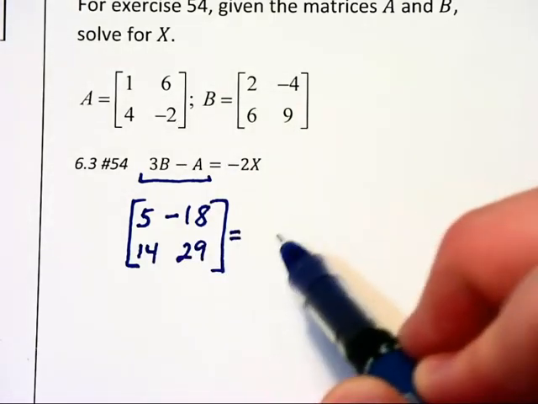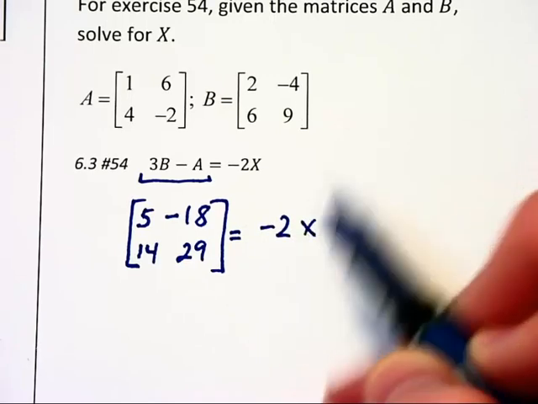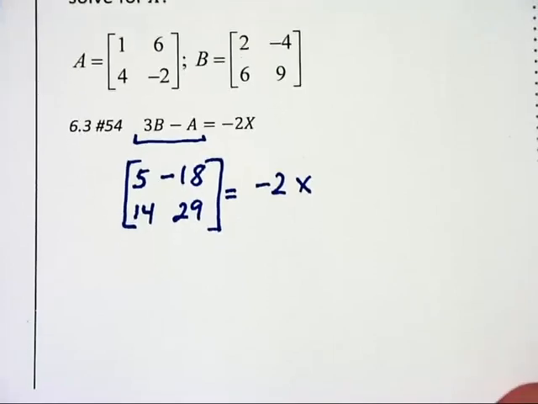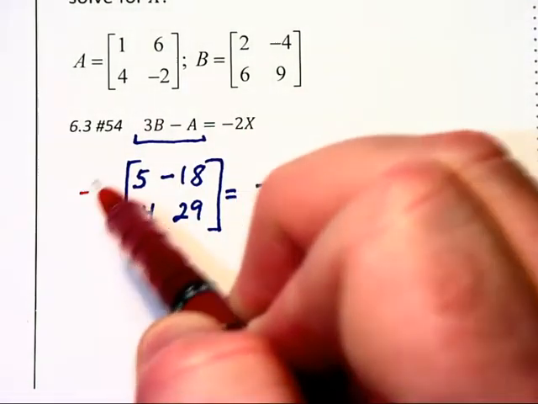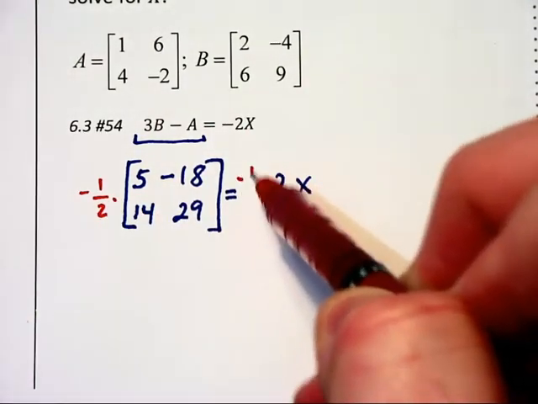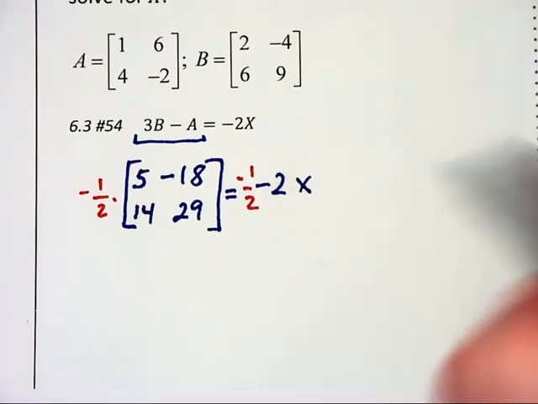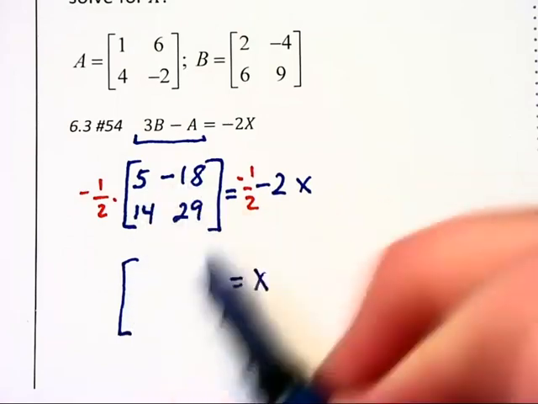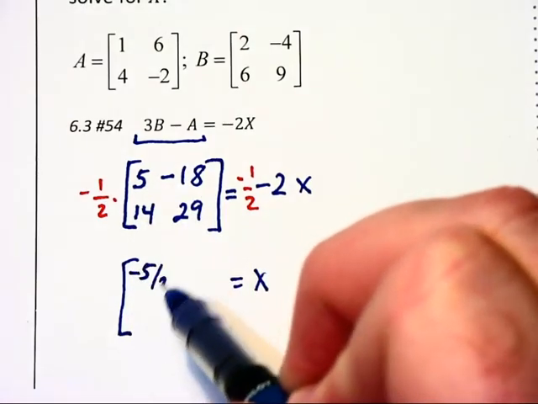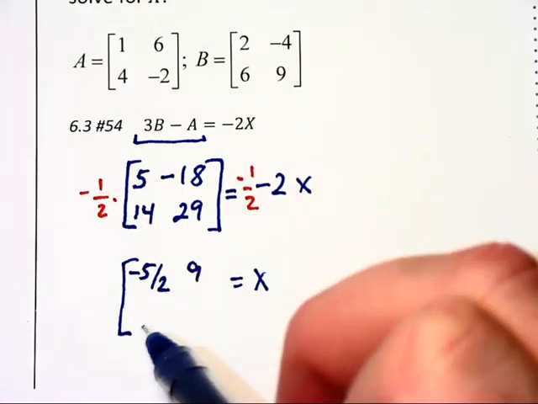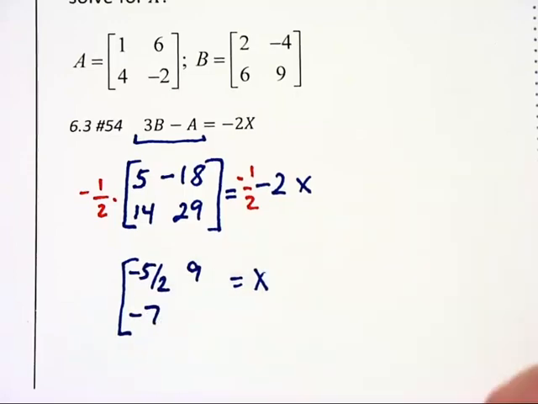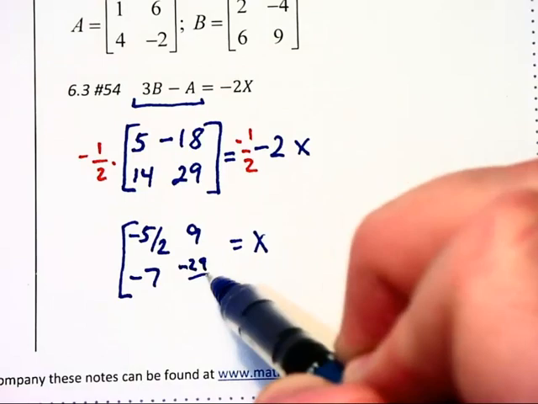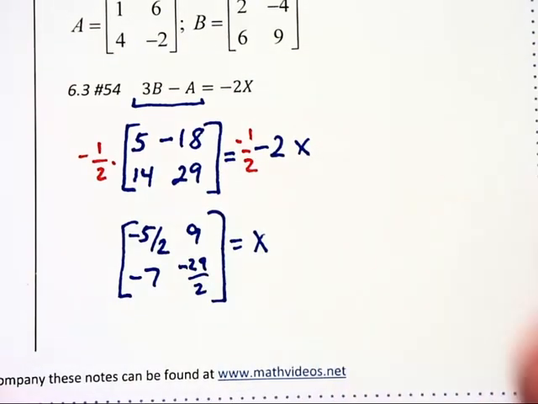That is going to equal negative 2x. They want us to find x, and what I'm going to do is multiply each side by negative 1/2. That will just give us x on the right, and on the left we will have negative 5 halves, positive 9, negative 7, and negative 29 halves as matrix X.